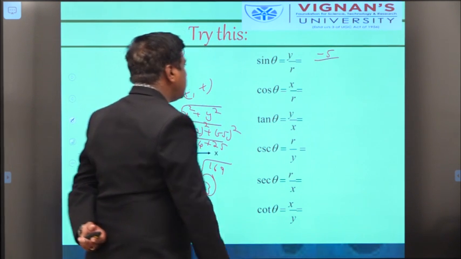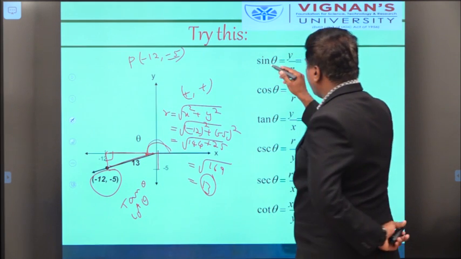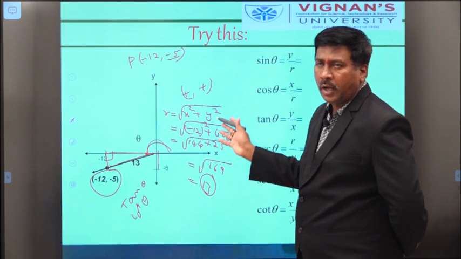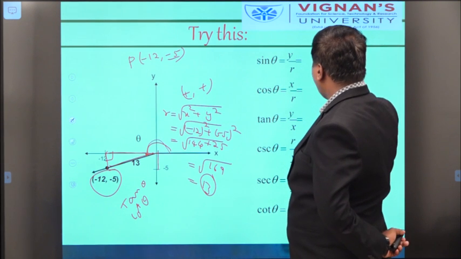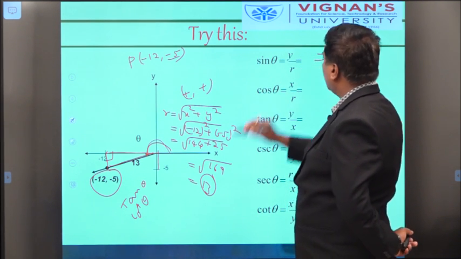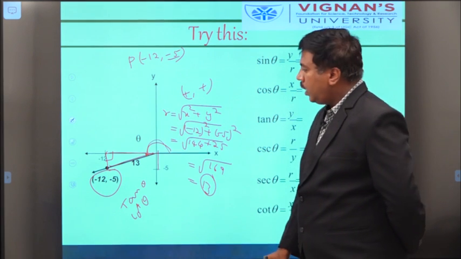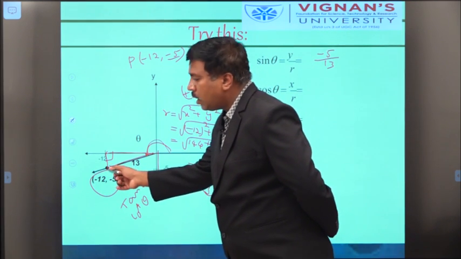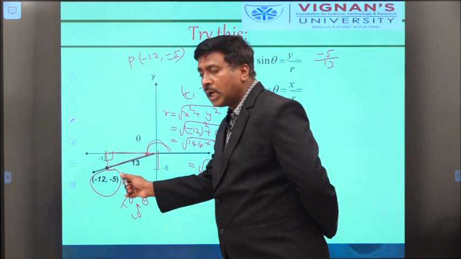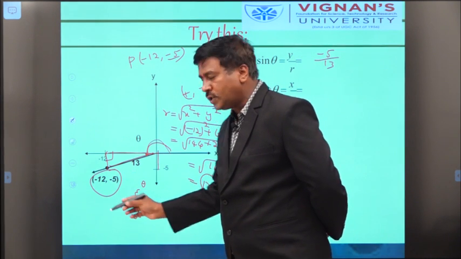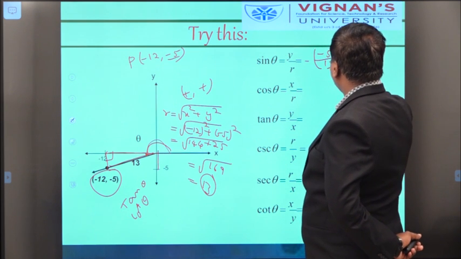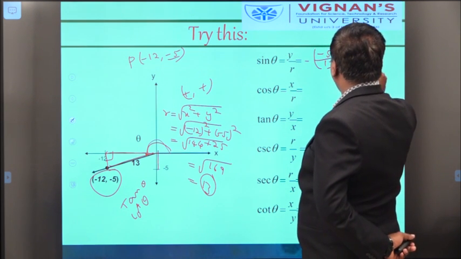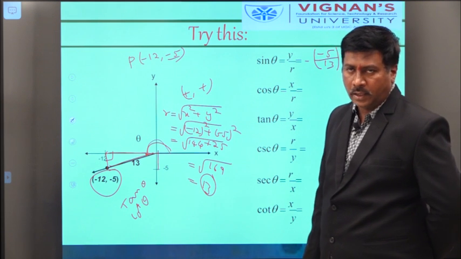Therefore, sin theta equals y by r, as you already learned in the previous slides. The y coordinate is minus 5 and r is 13. Here the point lies in the third quadrant of the coordinate plane, where tan and cot are only positive. Therefore, this value is negative, so sin theta is minus 5 by 13.